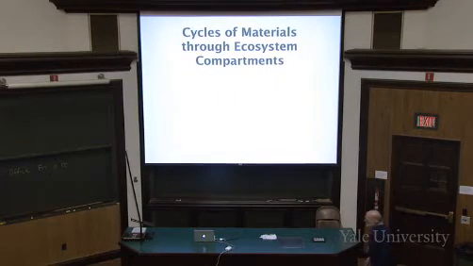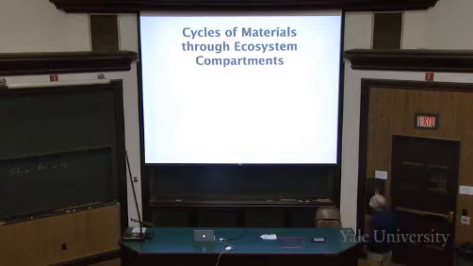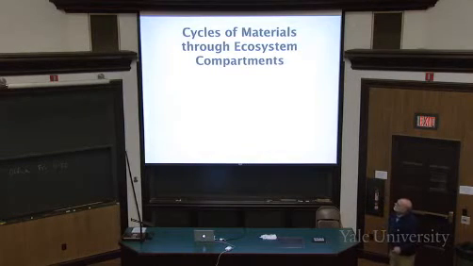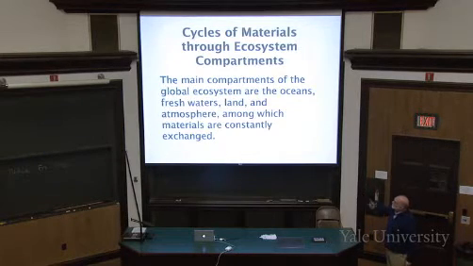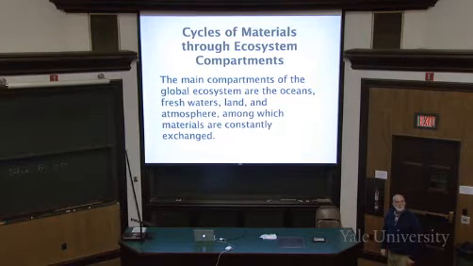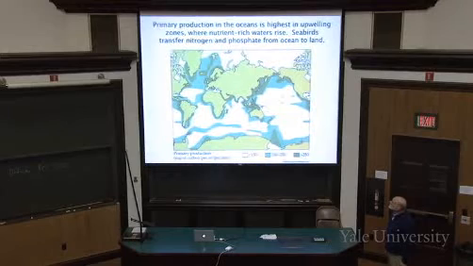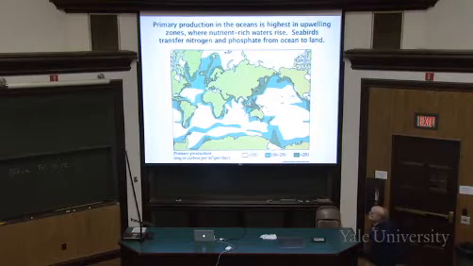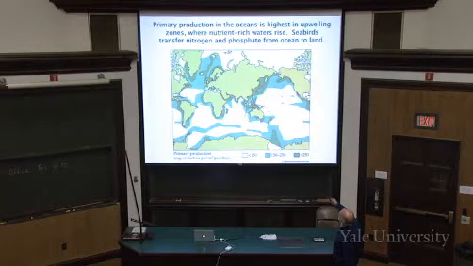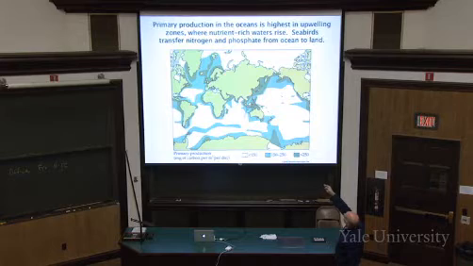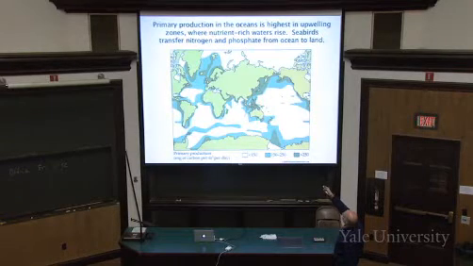Okay, so that's a bit of the overall description of the world's ecosystems. Now let's take a look at cycles of matter. The main compartments are oceans, freshwater, land, and atmosphere. And they are exchanging materials all the time. You're already familiar with the upwelling patterns. I've mentioned that when I was discussing the Coriolis force. So this is where the nutrient-rich waters are coming to the surface.